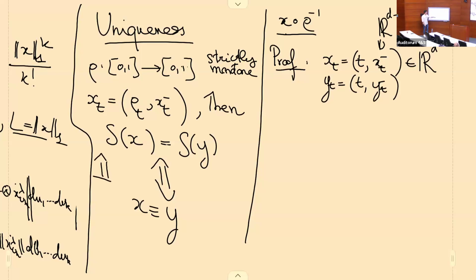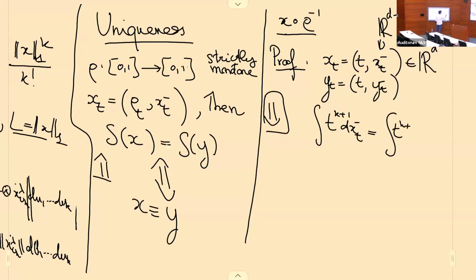Now, if the signatures are equal, then what happens? Well, actually, I don't even need all the terms of the signature to be equal. I just need to look at a specific collection of terms in the signature, which are of this form, right? So if the signatures are equal, this is this direction. Then I will have equality of this term, so integral of t^(k+1) dx minus t, and t^(k+1) dy minus t. Okay.